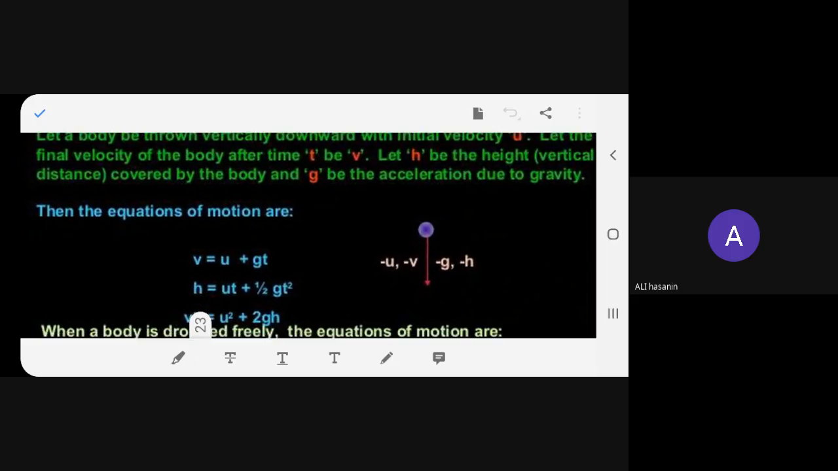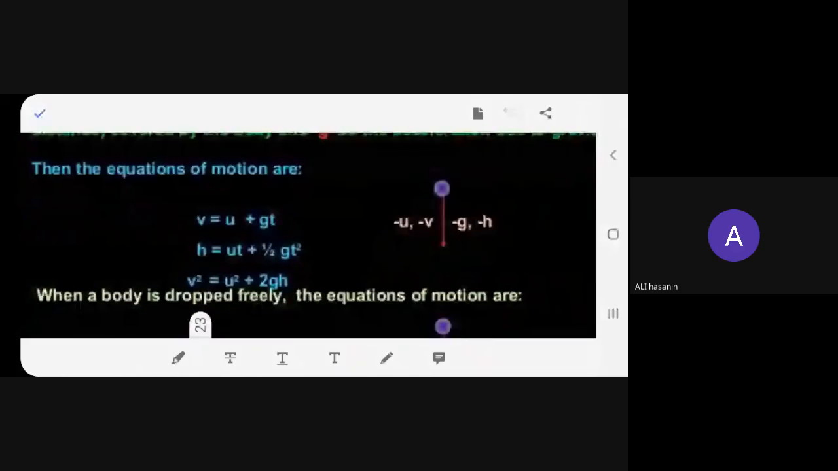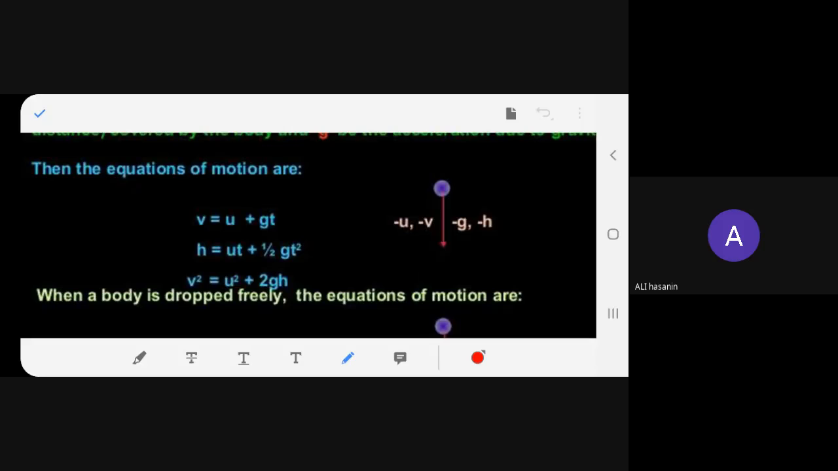Now we will see the equations. The equations of motion are v is equal to u plus gt. h is equal to ut plus half gt square. v square is equal to u square plus 2gh. Now we know v is equal to u plus at. Agree? Instead of a, what have we put? g. Why? Because g is the acceleration due to gravity. You understood this?